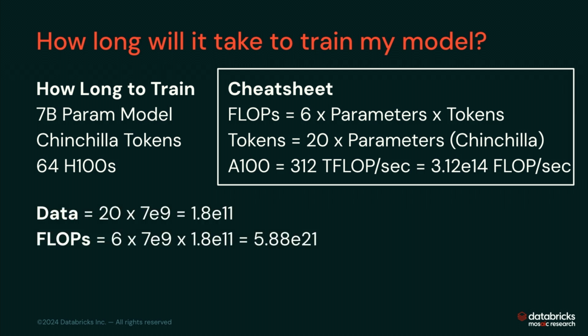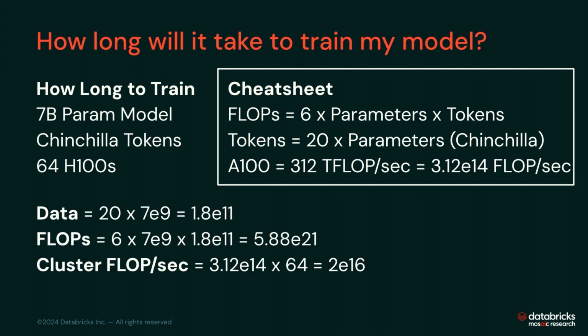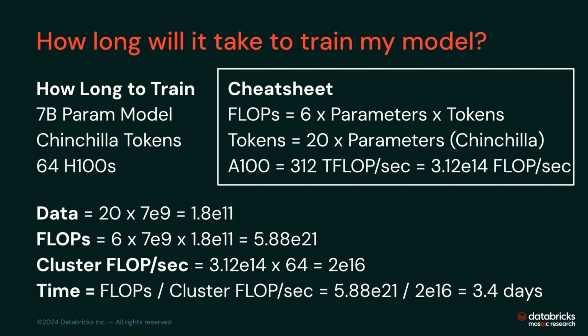So we have our data, we have our flops. We basically take the total cluster, 64 times 312 teraflops. That tells us the total amount of flops per second, and then we just divide it out. So 6 times parameters times tokens divided by the cluster flops tells us, okay, 3.4 days. Not too bad. Actually, when you think about it, some of these models just a few years ago were basically state of the art, in GPT-3, and nowadays we can do them in just about 3 days.